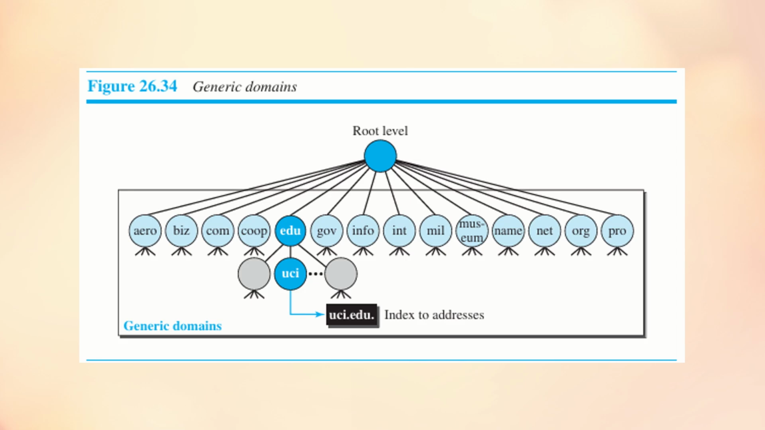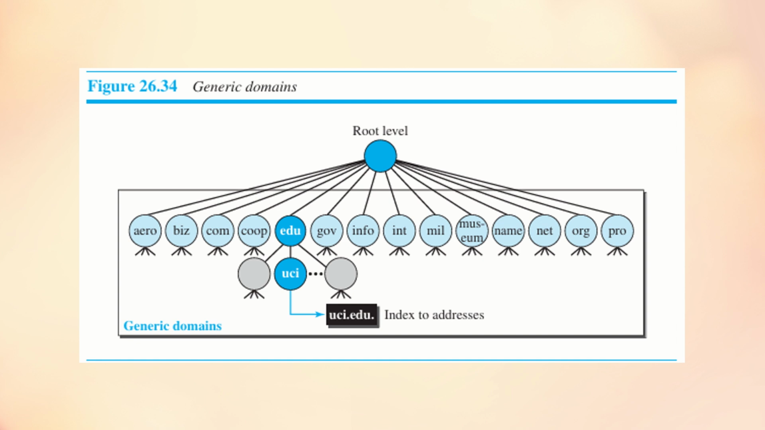There, certain labels and their particular descriptions are given, such as if the label is INT, it stands for International Organization. If the label is MIL, it is military group. If the label is museum, it is related to museum. If the label is COM, it is commercial organizations, and so on.